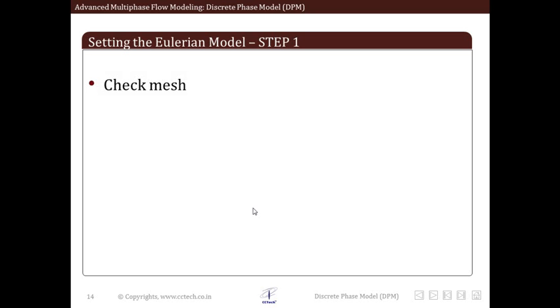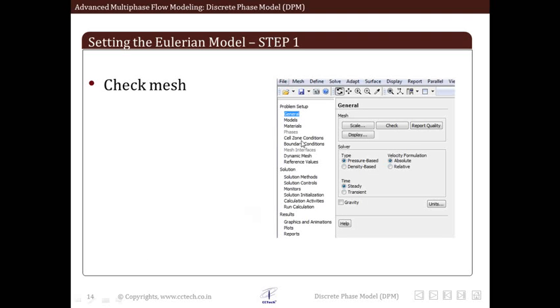First step, we import the mesh and check the mesh. That is, we go into problem setup, then click on general, and then we can check the mesh here, the mesh that we have imported. We scale the domain, that is, we set the bounding dimensions of this domain, whether the dimensions are correct and whether units of that are correct.